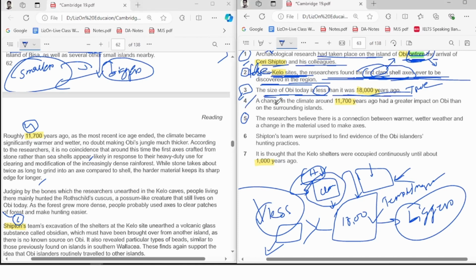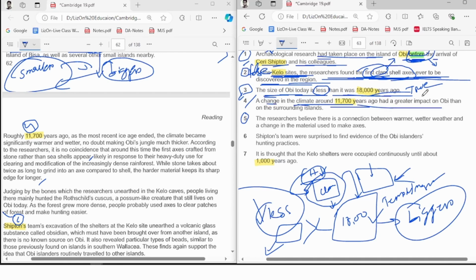Here, number 4, they're saying a change in the climate around 11,700 years ago had a greater impact on 𝗺𝗶 than on the surrounding island. So they're talking about what? A change in the climate around 11,700 years ago had a greater impact. They're saying climate really changed. They have already said you don't need to worry about it. They're saying it had a greater impact.